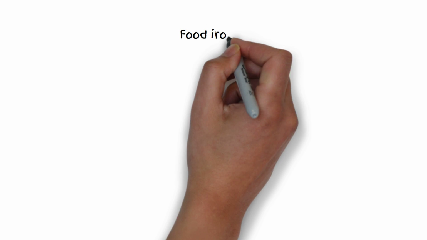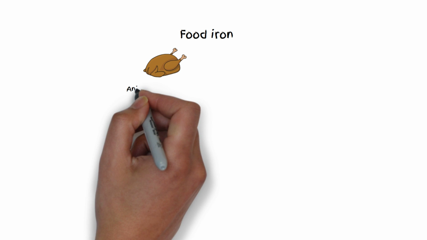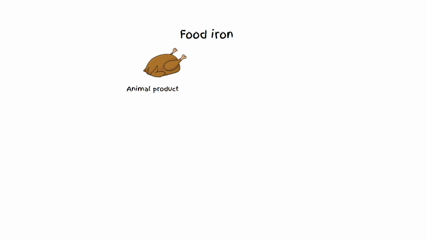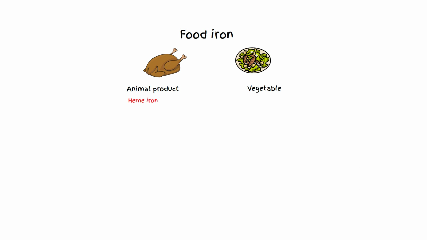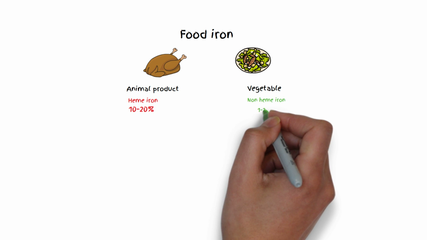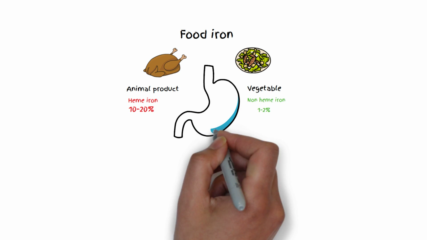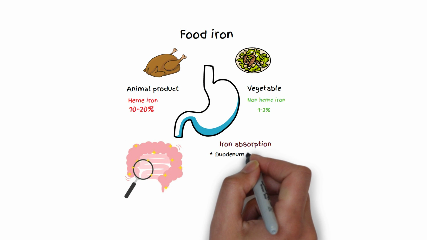Coming to the topic, the only source of natural iron intake is food, which is divided as animal product and organic product. Animal product actually contains a good form of iron which is superior in absorption, called heme iron, which is literally 10 to 20% absorbed. On the other hand, organic iron which we get from vegetables and fruit is non-heme iron and it is only 1 to 2% absorbed.